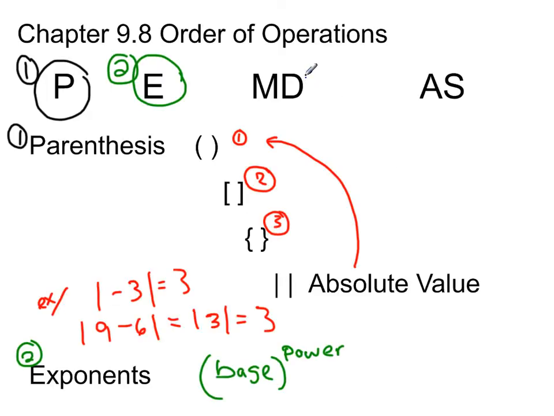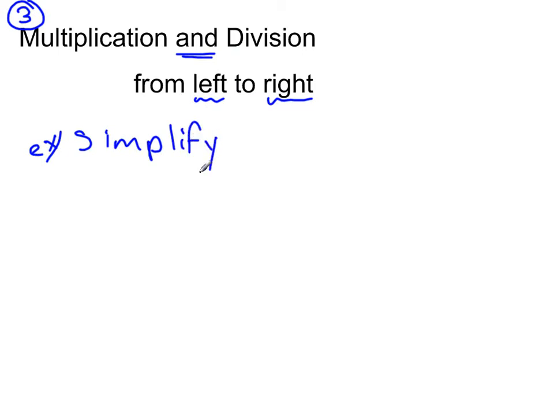Next step is multiplication and division from left to right, which is our step 3. So heading back over to that page I scooted away from. Step 3 is multiplication and division from left to right. Now, it's multiplication and division. They're occurring at the same time as long as you go from left to right. So I'm going to give you an example in which the directions say simplify, in which this rule is critical.